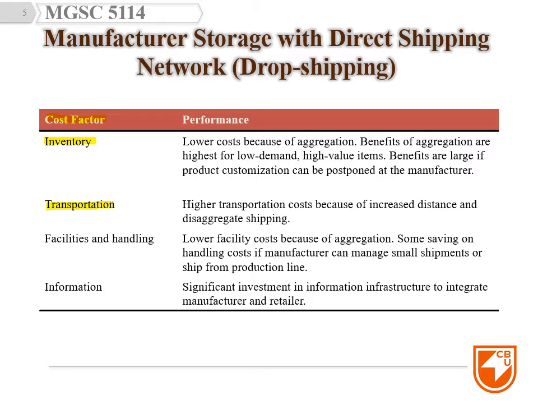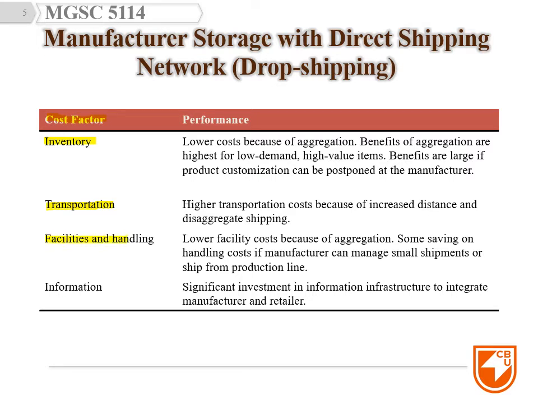The next point is facility and handling. Because again, all of this material is stored in the manufacturer's place, and we are using the power of aggregation, we are going to save a lot of costs in terms of facilities and handling. And this is a good point about this type of distribution network.